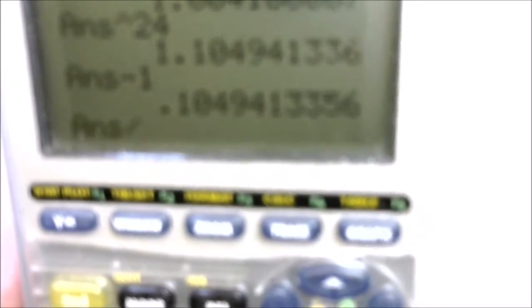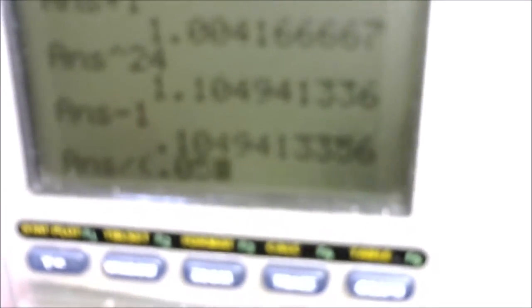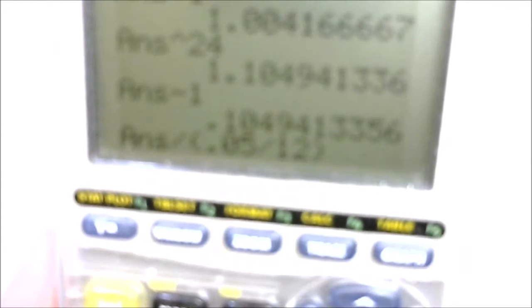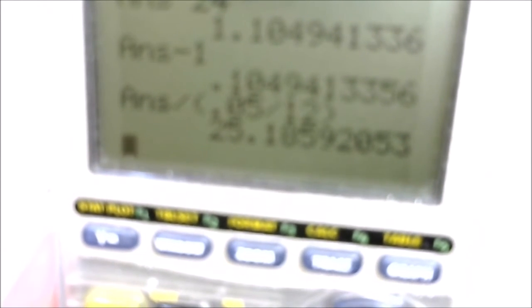Hit enter. And then notice then the numerator, but I can just do that again and just use parentheses again. I'll take that answer divided by, so that will automatically come up, and then I'll do in parentheses for the denominator, 0.05 divided by 12. So there we go.